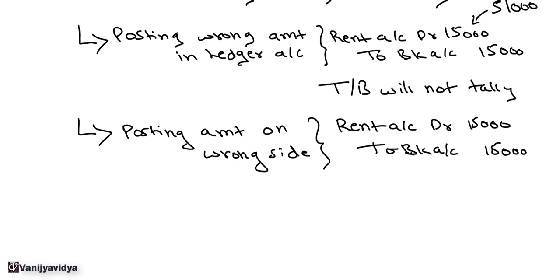So bank account is credited properly for 15,000. Now in rent account, what has happened is, instead of debiting the rent account, the entry was wrongly posted on the credit side of the rent account. So now what has happened, your rent account is showing a credit balance of 15,000 and bank account is correctly credited by 15,000. So again in this case, what will happen is, the trial balance will not tally.